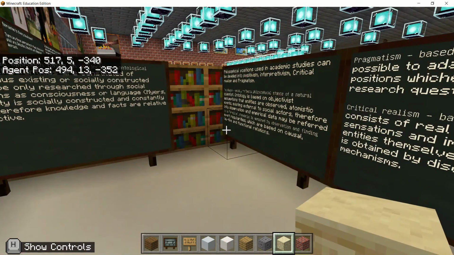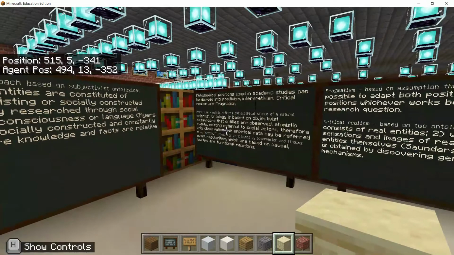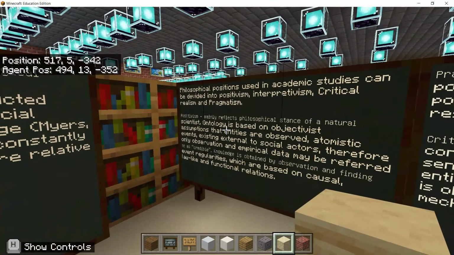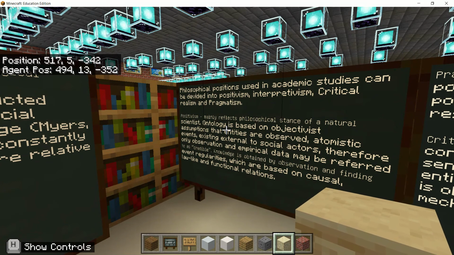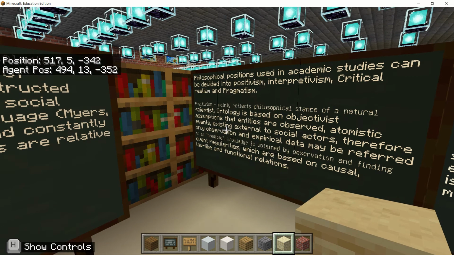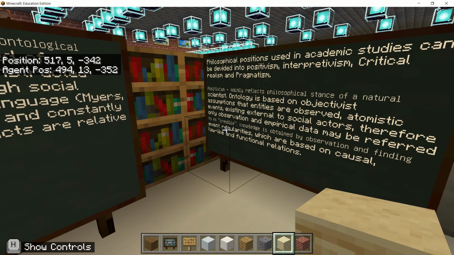So we're going to go to the third board over here, which talks about philosophical positions used in academic studies, which can be divided into positivism, interpretivism, critical realism, and pragmatism. Positivism mainly reflects the philosophical stance of a natural scientist. Its ontology is based on objectivist assumptions that entities are observed, existing external to social actors.